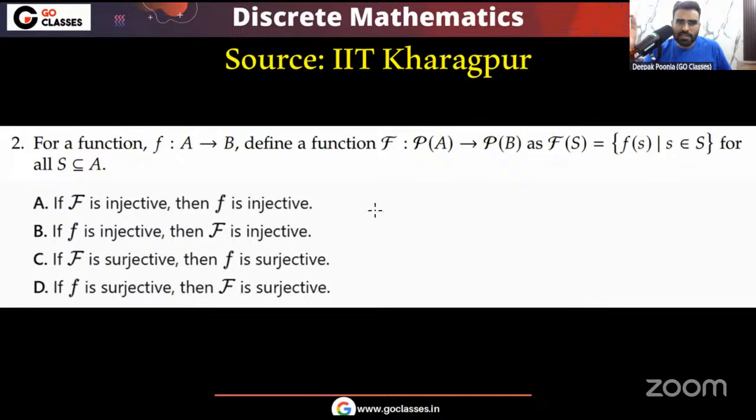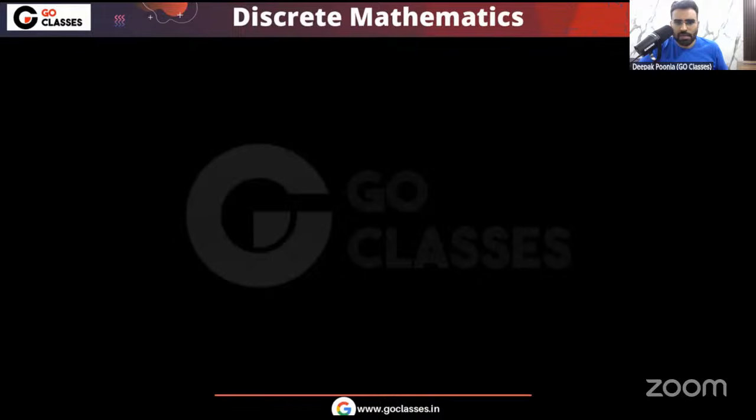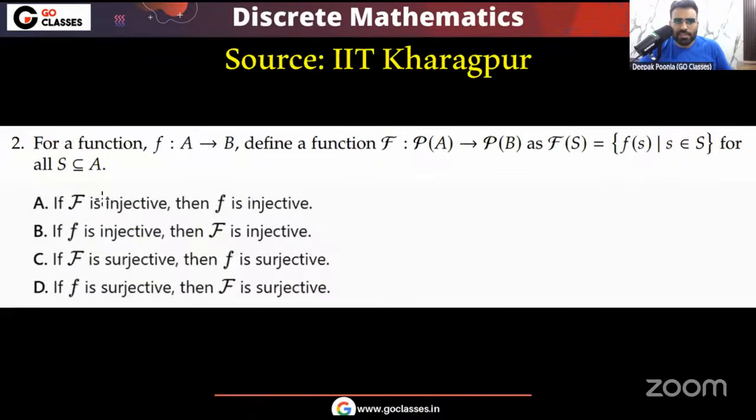Once you clearly understand this question, what this question is saying, how these functions are defined, then you can solve this question. So now first we will understand this question, then each option we will take as a separate question and we will solve it. Okay, so let's start now. First, let's understand this question.